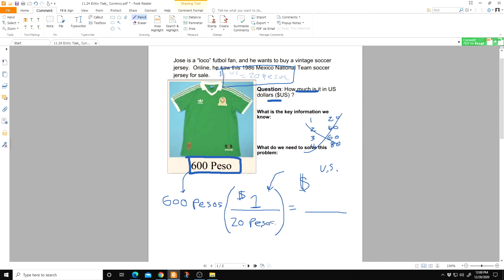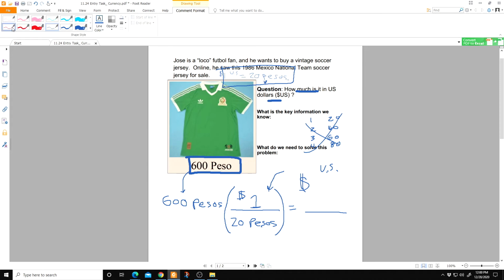Down here. Now, when you have a unit conversion, like this is given to you, one of these goes on the top, one of these goes on the bottom. So whatever you want it in US dollars, that's what should go on the top. Then the other one, this one should go on the bottom. And let me show you why that makes sense.